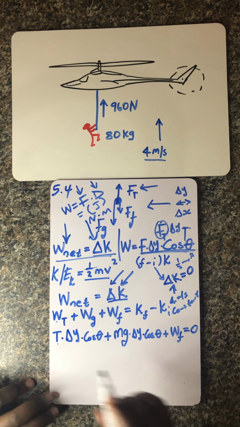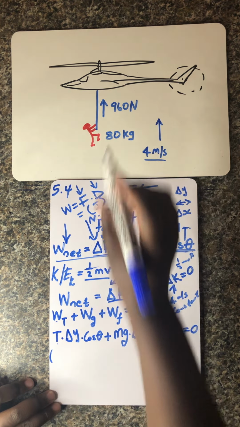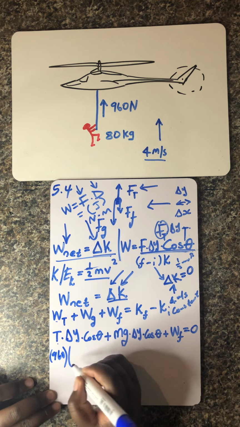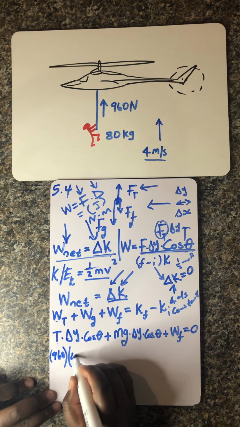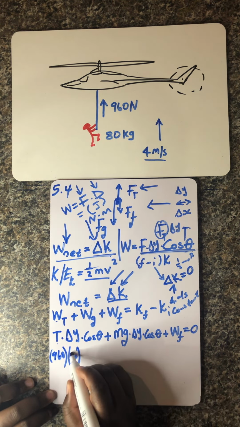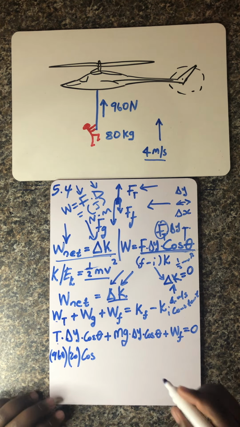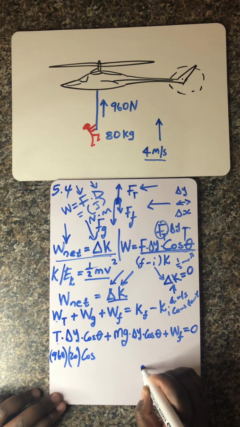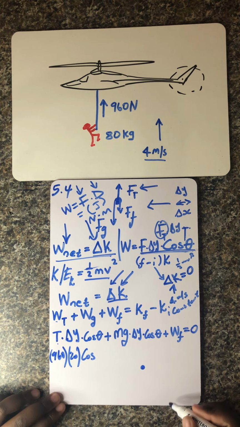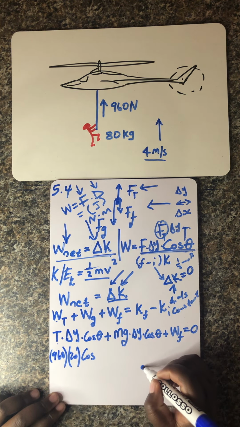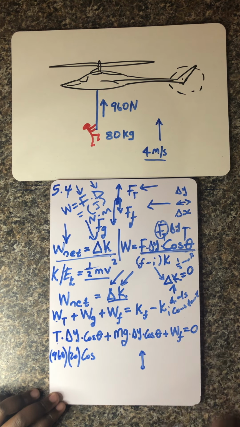So ladies and gentlemen, we know the tension is 960. Okay, multiplied by, we know the distance is 20 meters. Okay, then cos of the angle. Ladies and gentlemen, very much important. This is the part that I want to explain. Okay, remember guys, this is that free body diagram. Okay, so the force as a result of the tension, it's in that upward direction.